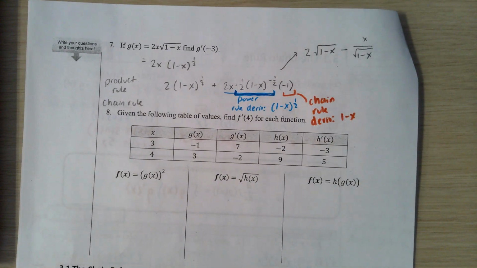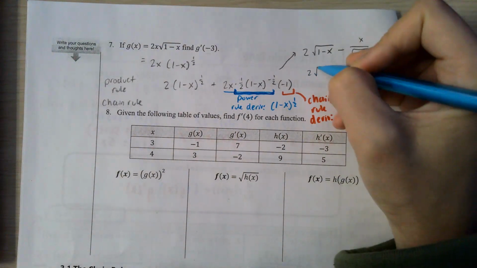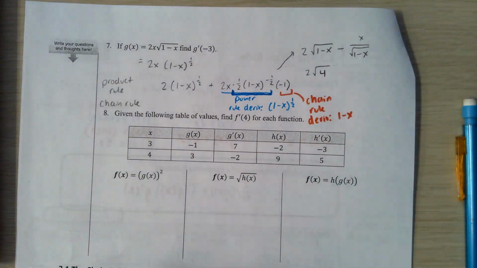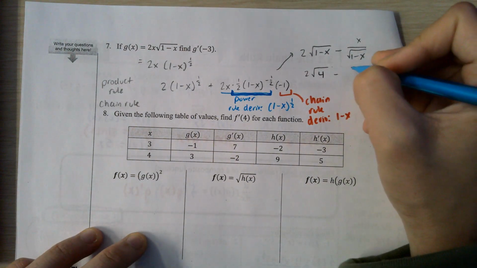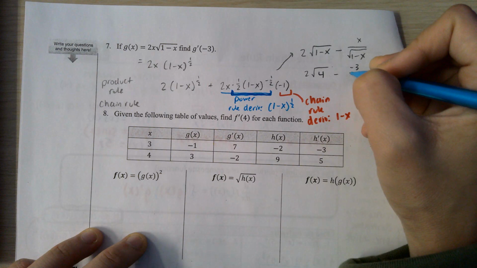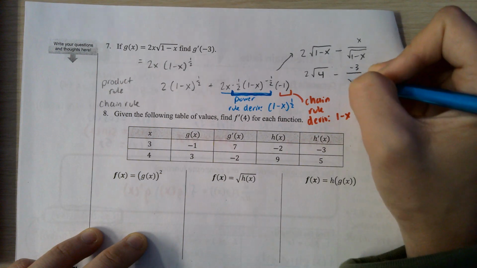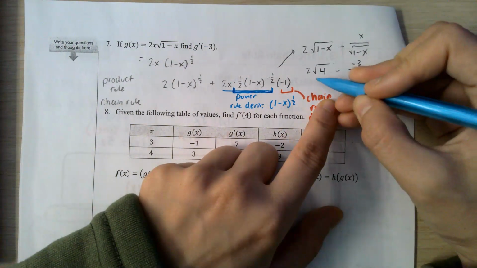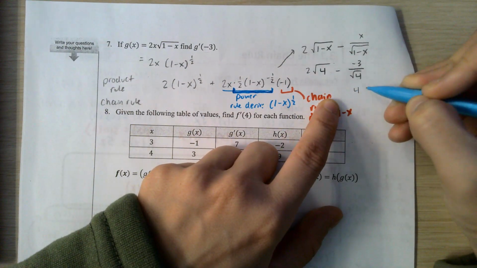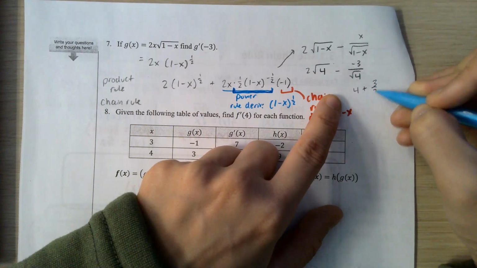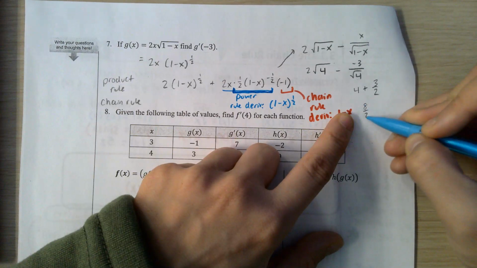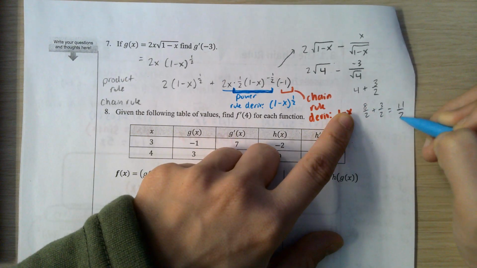Ooh, tricky. All right, and then let's plug it in. So we have 2, -3. So this is just going to be the square root of 4 minus -3 over square root of 4. So square root of 4 is 2. So we have 2 times 2 is 4 plus, because it's minus a negative, 3 over 2. So to add fractions, we need a common denominator. So 8 over 2 plus 3 over 2 is 11 over 2.